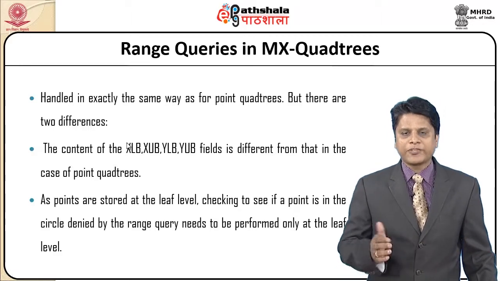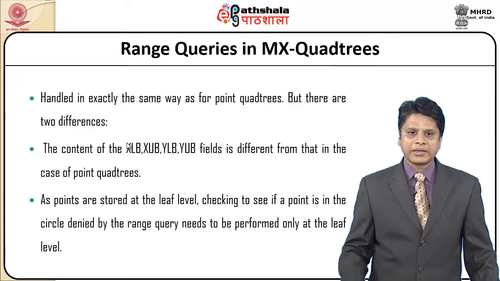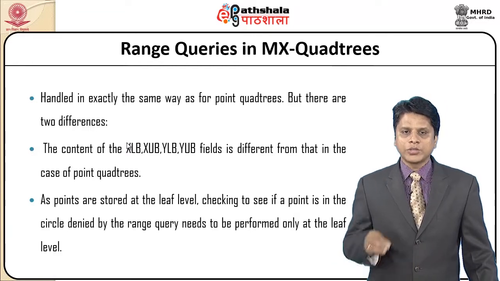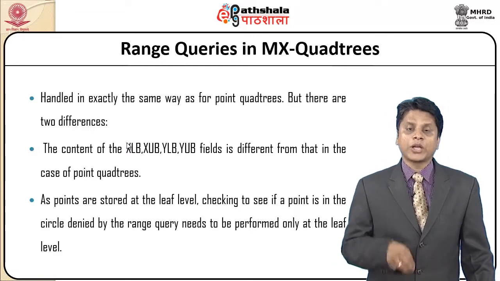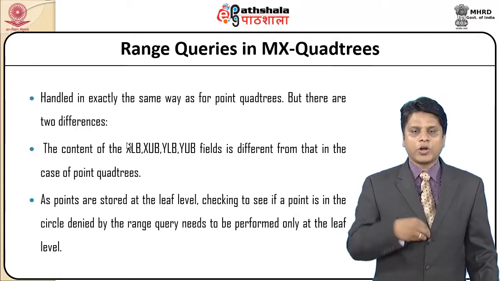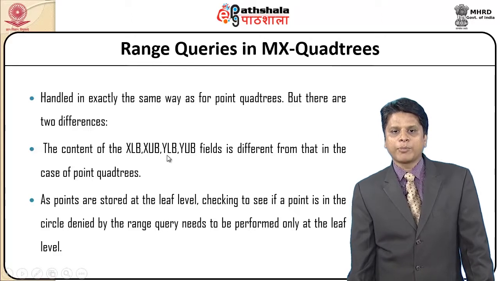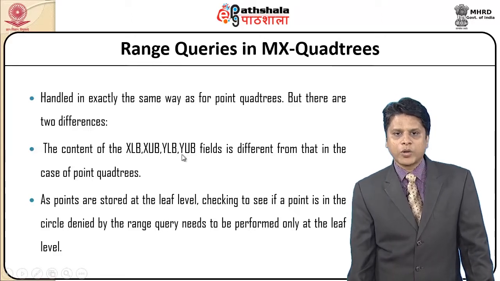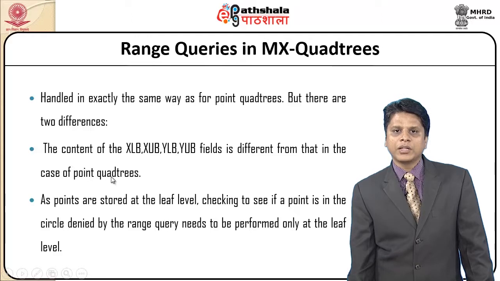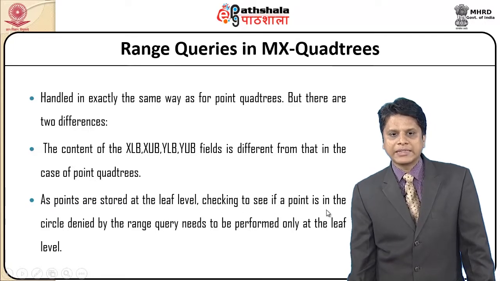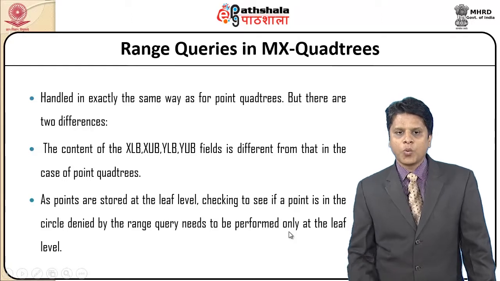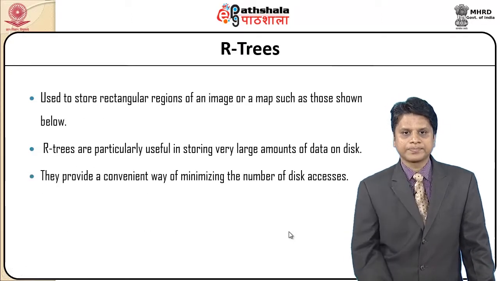there are 2 differences when compared to point quadtrees. So here we have introduced the MX quadtrees, we have introduced the lower bounds and upper bounds, whereas there we have not introduced them. So the content of the lower bound and upper bound of the x and y coordinate fields is different from that of point quadtrees. So as points are stored at the leaf level, checking to see if a point is in the circle defined by the range query needs to be performed only at the leaf level itself.